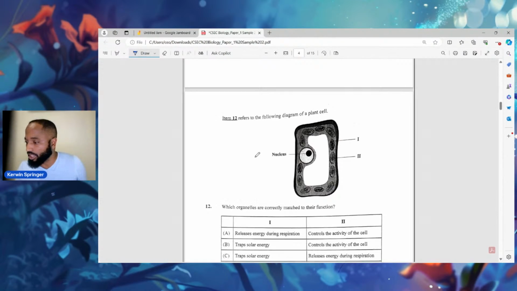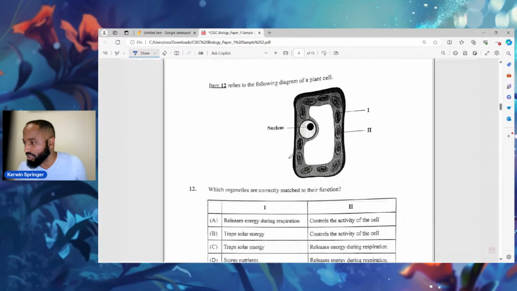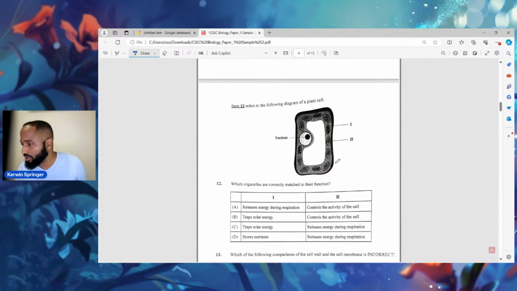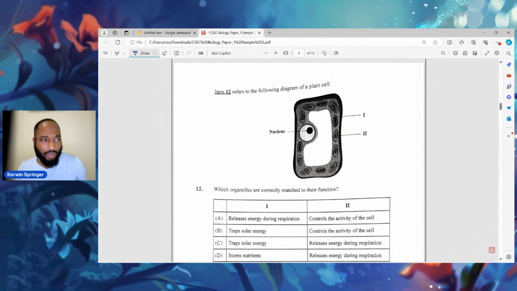Which organelles are correctly matched to their function? Why are these bio questions taking up the whole page, boy? 1, what is this? A plant cell. Like the green stuff there.